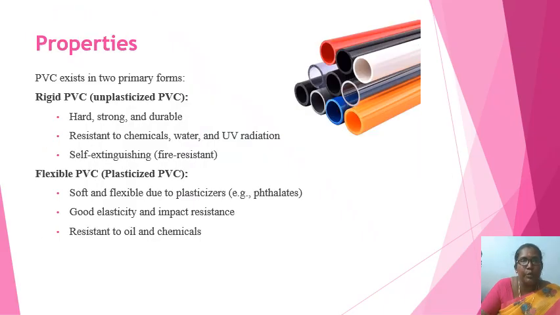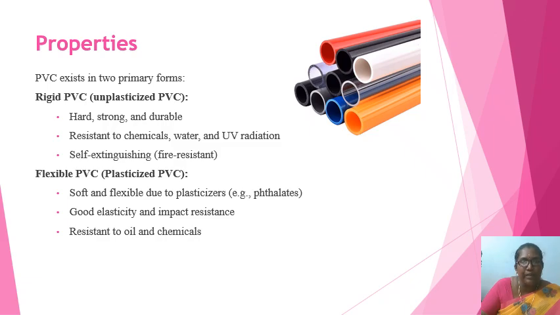PVC exists in two primary forms. One is rigid PVC or unplasticized PVC, and another one is flexible PVC or plasticized PVC. So rigid PVC is very hard, strong and durable. It is very resistant to chemicals, water and UV radiation. It is self-extinguishing, which acts as fire resistance.